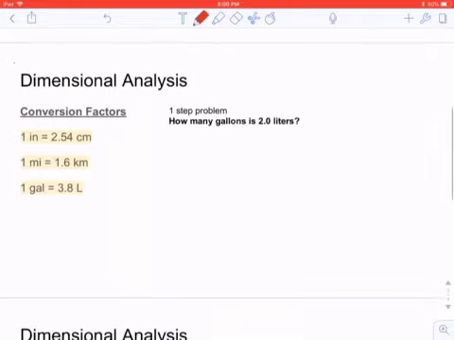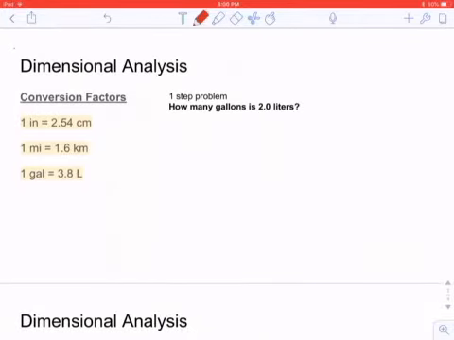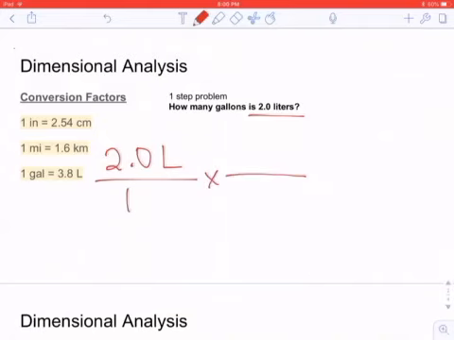Alright, here's another example of a one-step problem. How many gallons are in 2 liters? Again, I start with my original number, 2.0 liters, divided by 1. So write my original number as a fraction. I'm going to multiply by some sort of conversion factor. I see liters at the top here, so I'm going to drop the units down here. If I want to get to gallons, I'm going to put gallons up here. And I know that 1 gallon is equal to 3.8 liters.